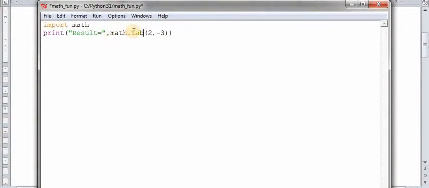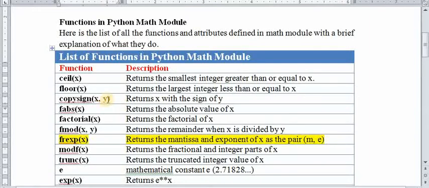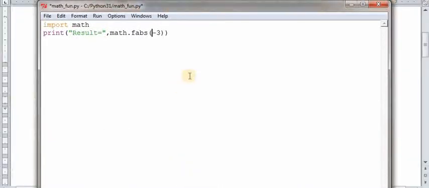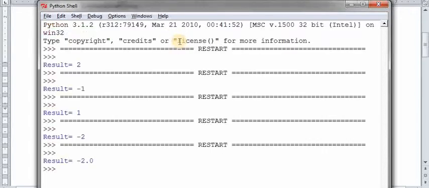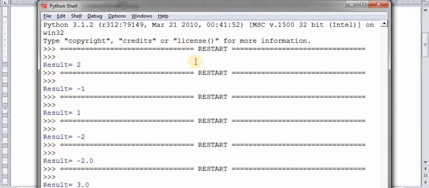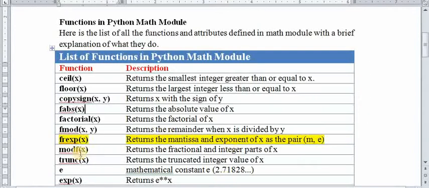Now use math.fabs, F-A-B-S, and here you have to write a single parameter. You have to think one more thing: here I have written x and y, so in that case you would have to write two parameters compulsorily. If you are using simple x, you have to pass only a single parameter. Now fabs of -3, what will be the result? It will always return the positive value, so it will return +3. So this is the use of the fabs function.